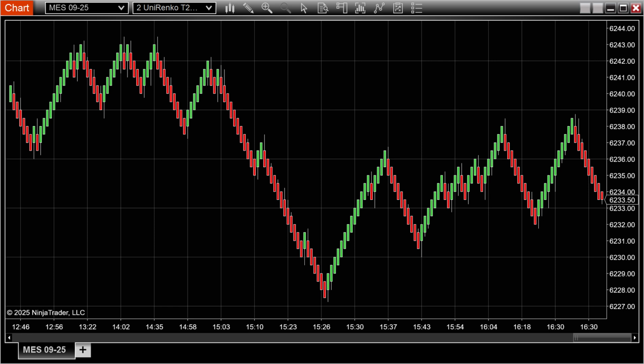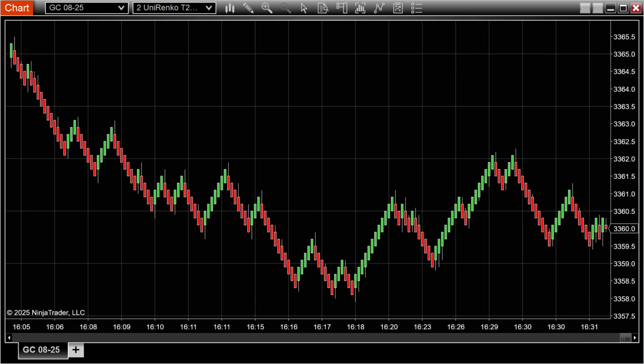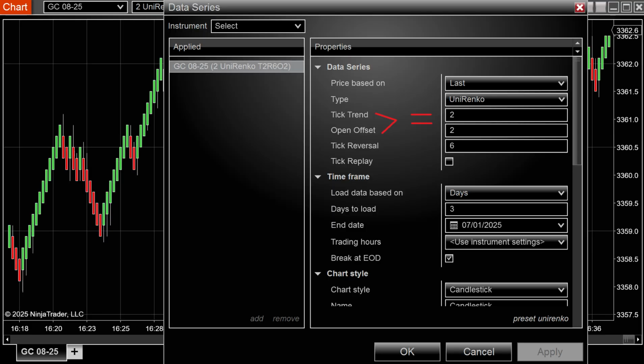If you wish to use the strategy on other asset, set the Renko size according to the volatility of that asset, but remember the rules for the Renko bars. The tick trend and open offset must be equal, and the tick reversal must be 3 times the first two values. Now let's set up the indicator.